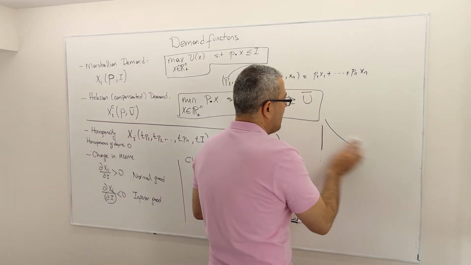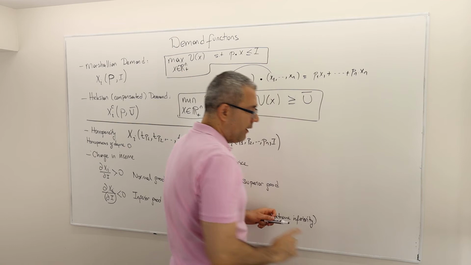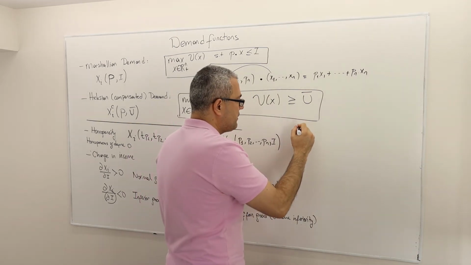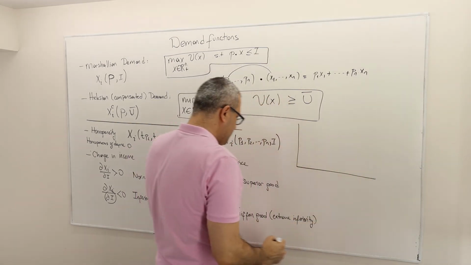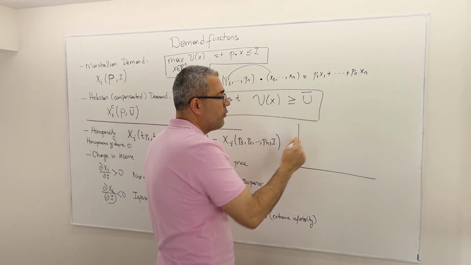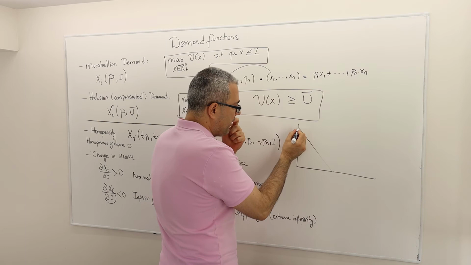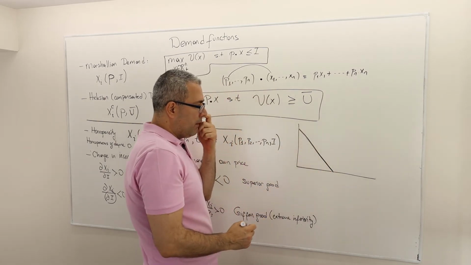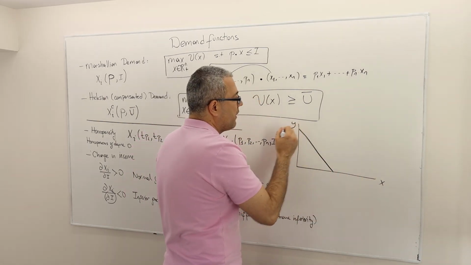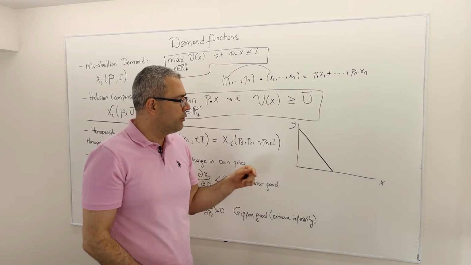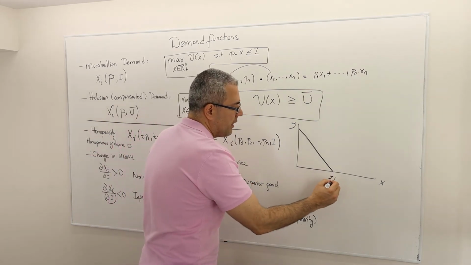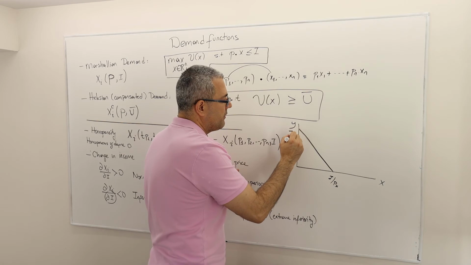I'm sorry, I'm not going to come to this. I'm going to come to this later, but let me just say a few things about the normal good versus inferior good without drawing the demand curves. So let's say this is my budget line. This is good X, this is good Y. For simplicity, let's suppose that there are two goods. So I know that this is income divided by PX, this is income divided by PY.